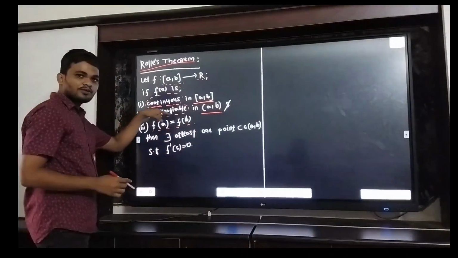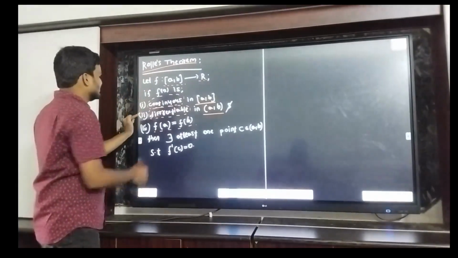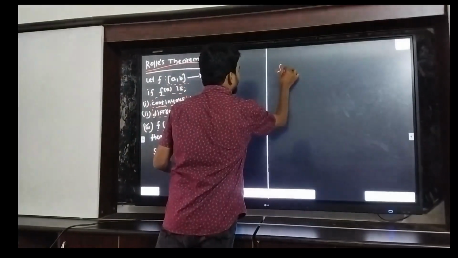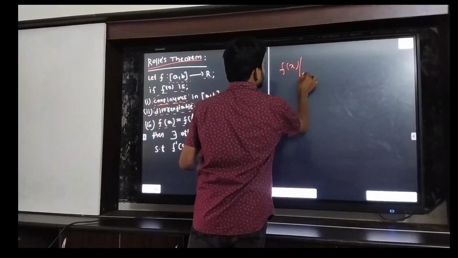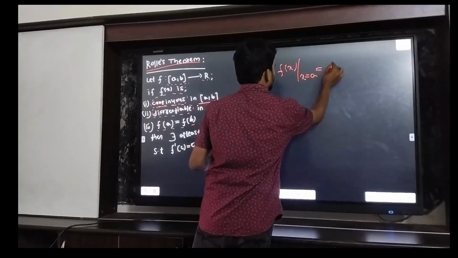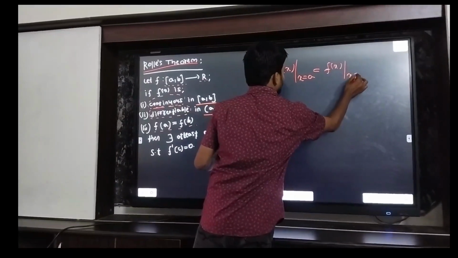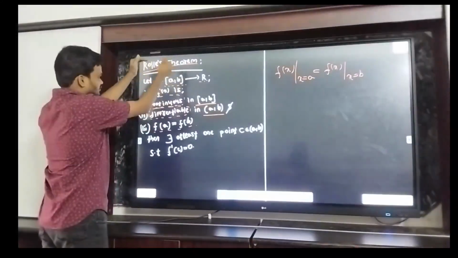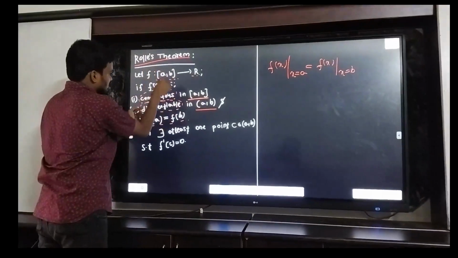What do you mean by f(a) equal to f(b)? The value of the function at the endpoints is equal. Like f(x) at the point x = a is equal to f(x) at the point x = b. From the domain, you can see the domain is our closed interval. At the endpoints the functional value is the same.